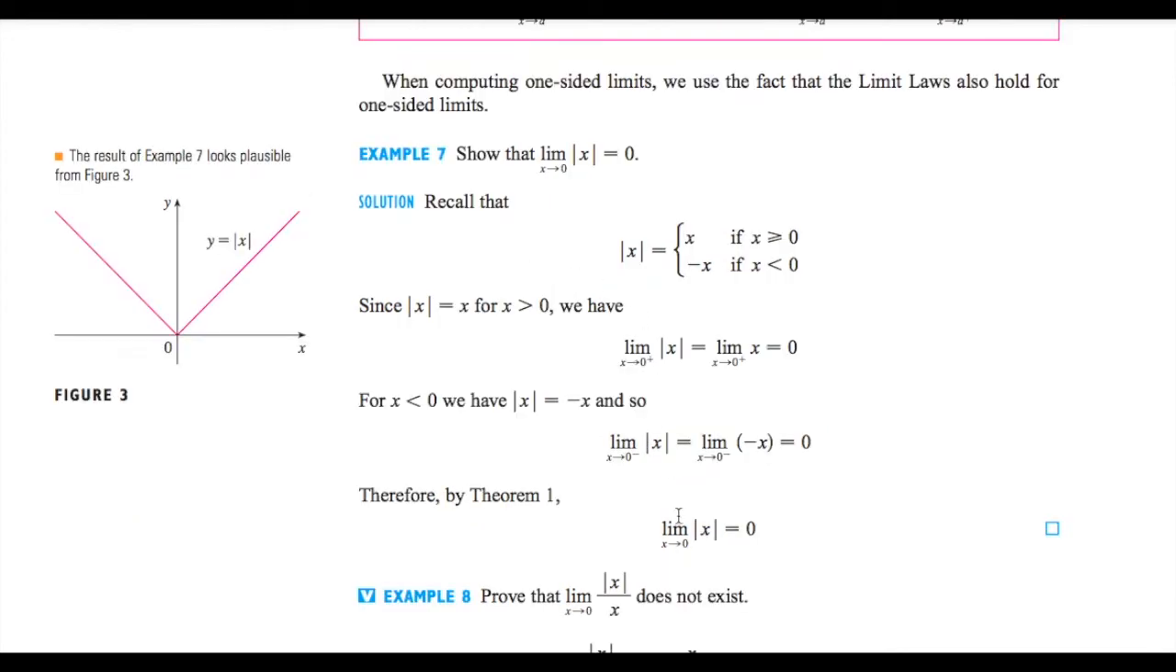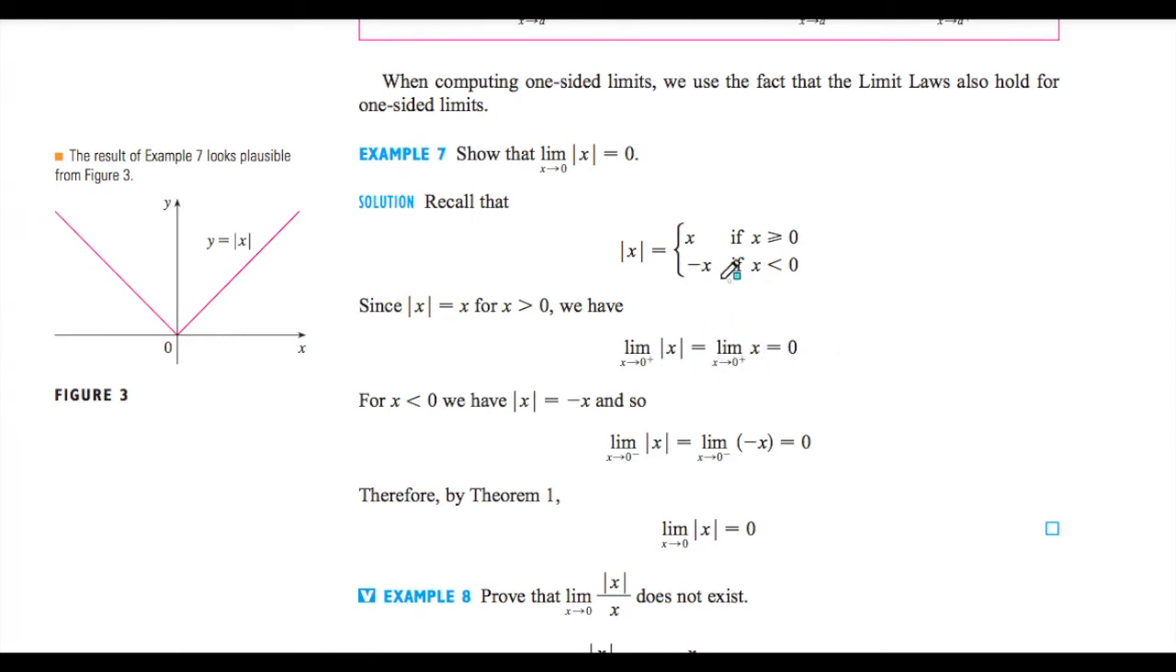They show you in detail here how to prove it, and I want us to take a look. Sometimes you'll have an absolute value problem like this. You're going to have to break it up into two sides because, remember, absolute value means one side's positive, one side's negative. So it is x when x is greater than 0, but it is negative x if x is less than 0. Since the absolute value of x is equal to x for x greater than 0, from the right-hand side these are the same and equal to 0.